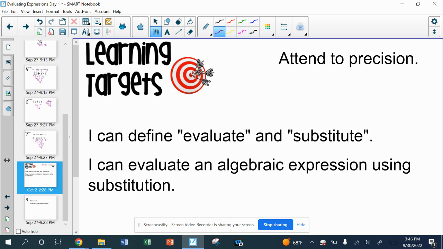So today we were working on evaluating, which means figuring it out after we did some substitution, right? And we were working with algebraic expressions. Algebra means we had some variables in there, expressions with substitution.